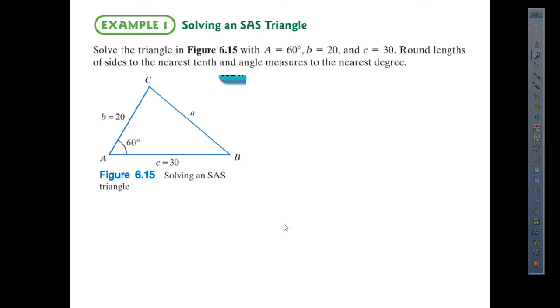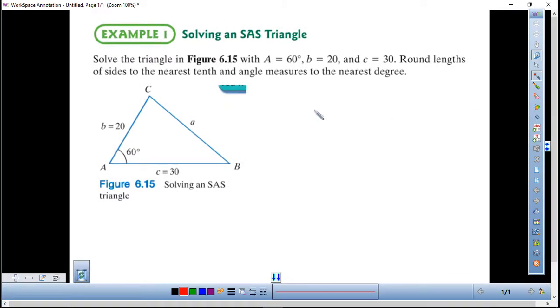So let's do an example here. All right, so we've got side angle side here. It says solve the triangle in this figure with A equals 60, B equals 20, and C equals 30, right there. All right, so the first thing we want to do is find A.